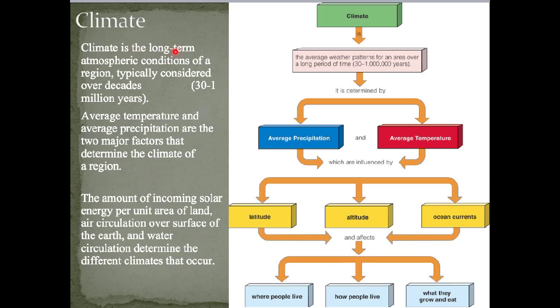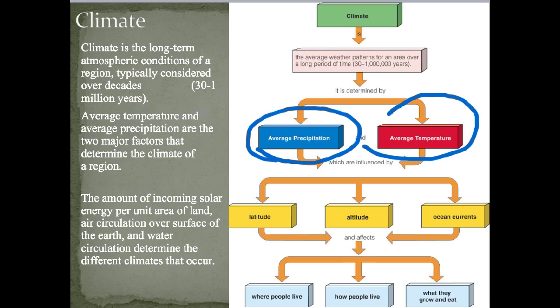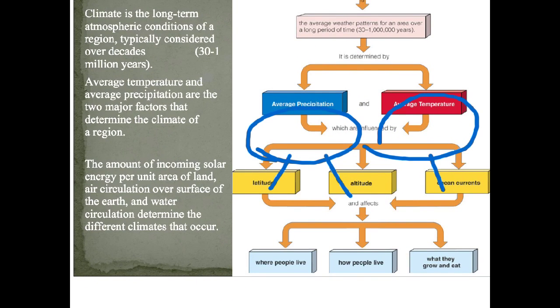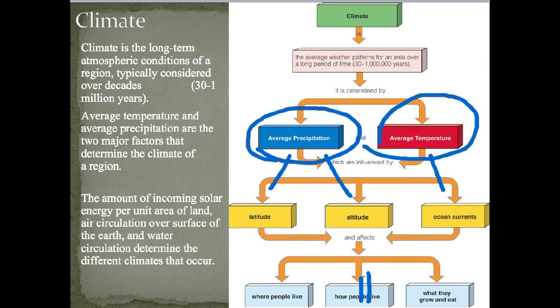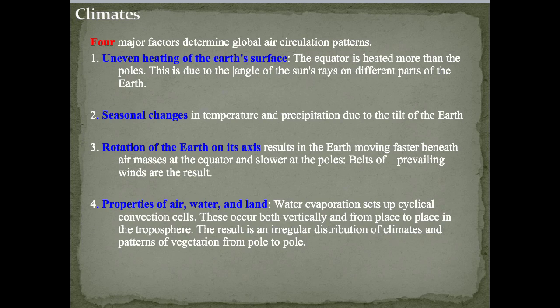So looking at climate, it is the long-term atmospheric conditions of a region, typically considered over decades. And climate is determined by two things: average precipitation and average temperature, which are influenced by latitude, altitude, and ocean currents. And those affect where people live, how people live, and what they grow and eat.